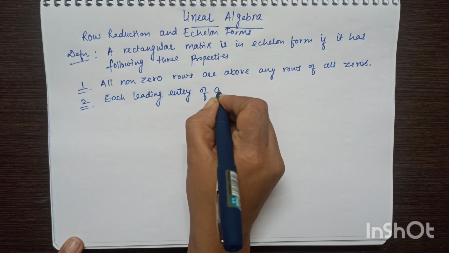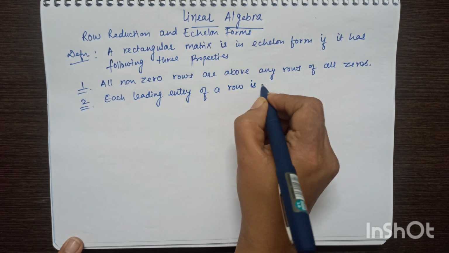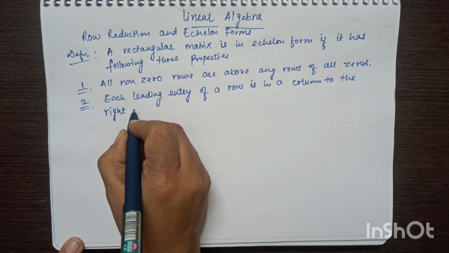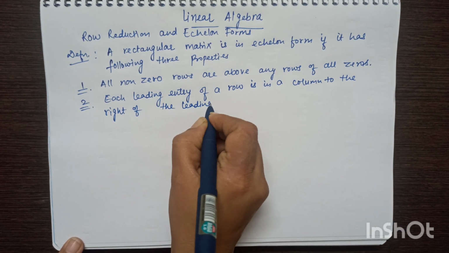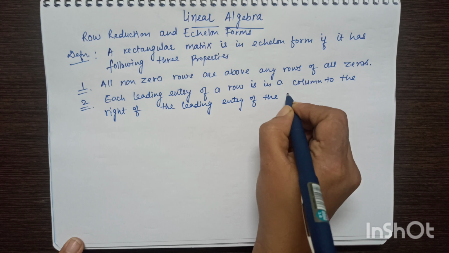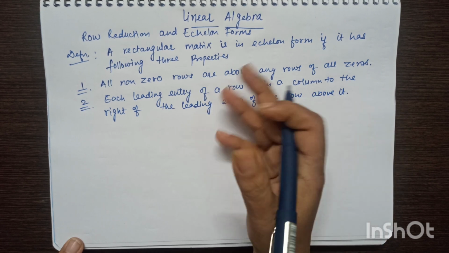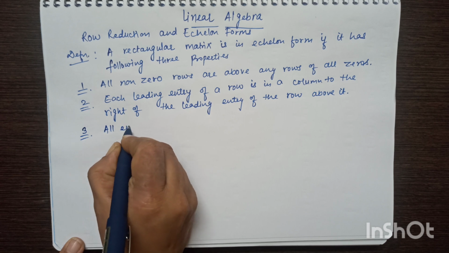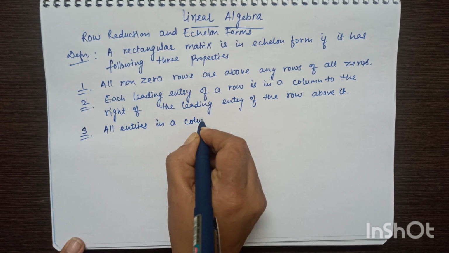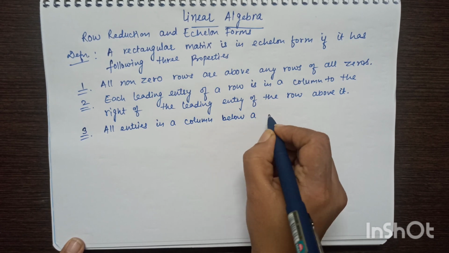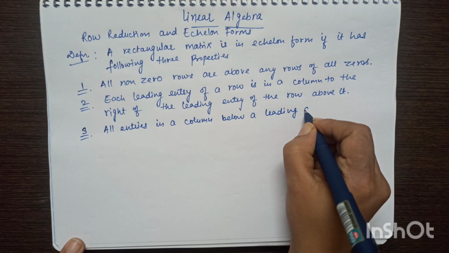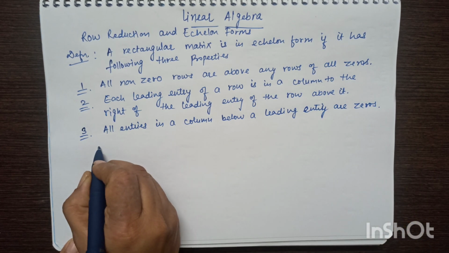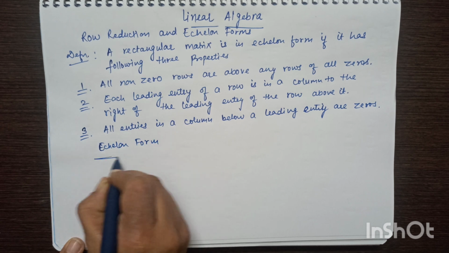Second one is each leading entry of a row is in a column to the right of the leading entry of the row above it. Means once you have achieved a leading entry in a particular row, in the next row it would be to the right of it. The third one is all entries in a column below a leading entry are 0. Once you have achieved a leading entry, all the entries below it would be 0.